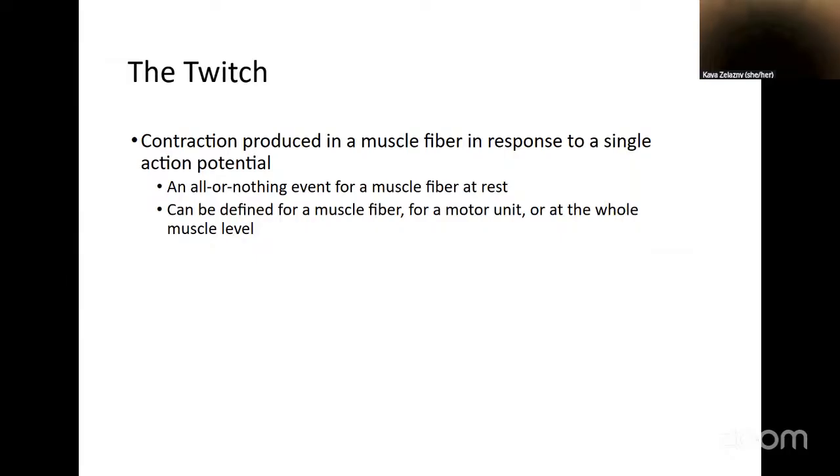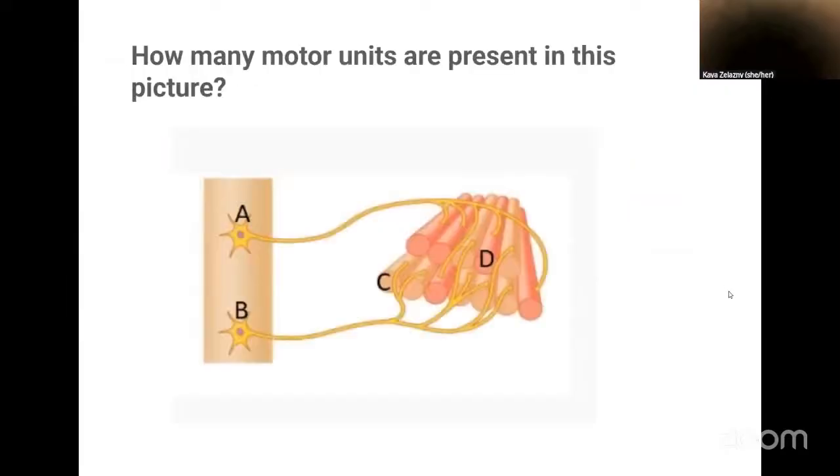Now, where it does get confusing is that this term can be used at multiple levels depending on what people are focusing on. So we might say that we have a twitch in a muscle fiber. We might say that there's a twitch in a whole motor unit, or we might talk about the twitch happening at the level of like the whole named muscle, which has many motor units inside it. Each of those motor units has many muscle fibers inside it. But the concept is going to be kind of similar for all of them.